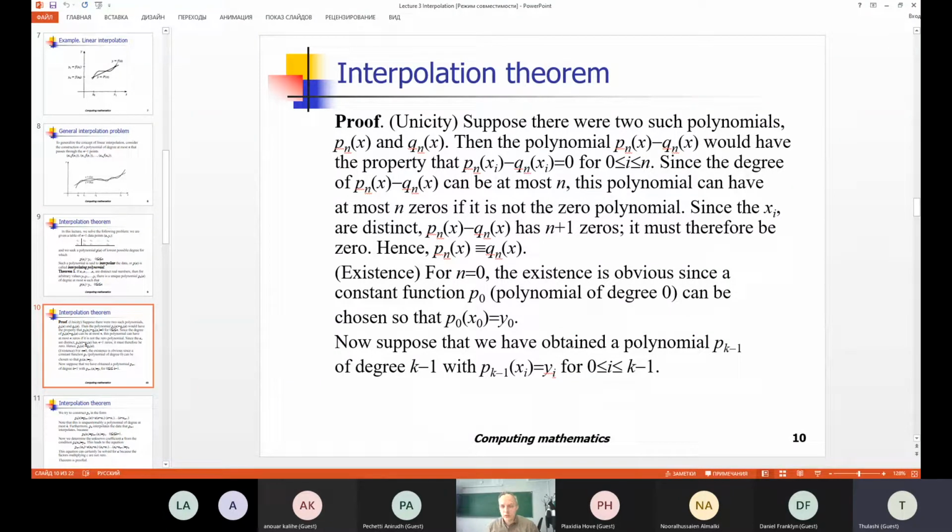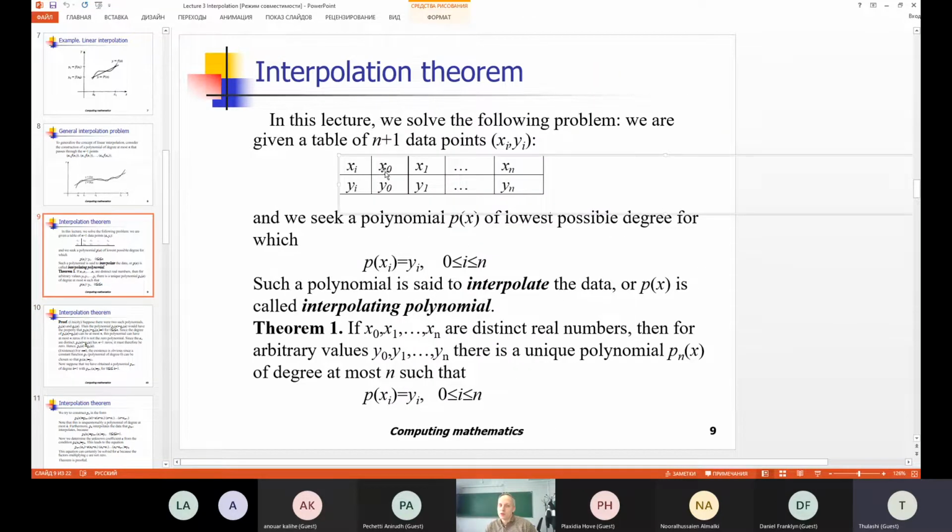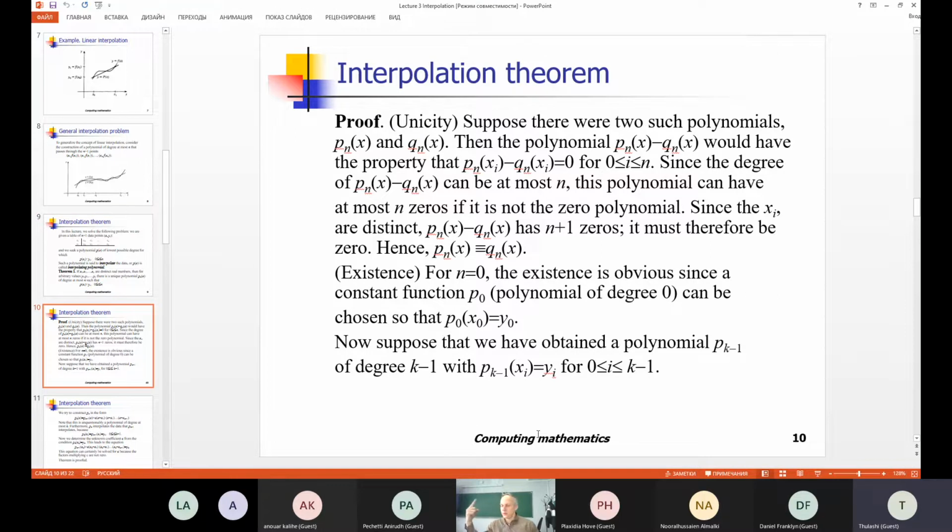Suppose that n equals 0. It means that we have only one point, x0, y0. And if we have only one point, the existence is obvious, since a constant function, a polynomial of degree 0, can be chosen to interpolate the data. So that P0 of x0 equals y0.